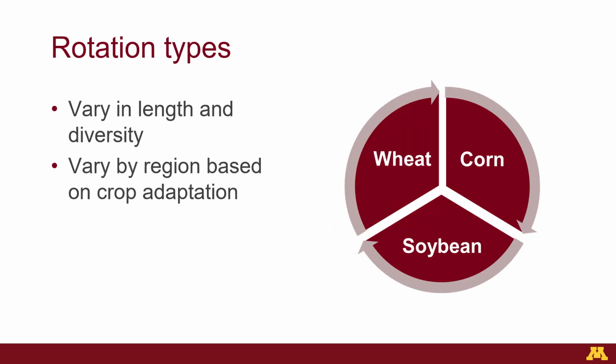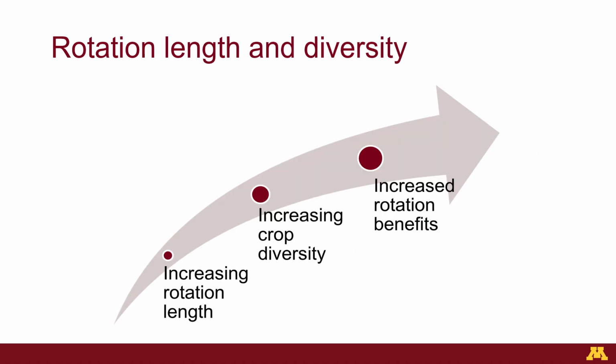We know that growing the same crop in the same field over and over is not a rotation. However, rotations can vary in length and diversity. So that leaves many options of crops that can be included in a rotation and the number of years that a rotation can span. Rotations can also vary by region based on the crops that are adapted to that area. In this simple pie chart with circular arrows, we show a 3-year rotation of corn, soybean, and wheat. As rotation length and crop diversity increases, rotation benefits also increase. What exactly are these benefits?